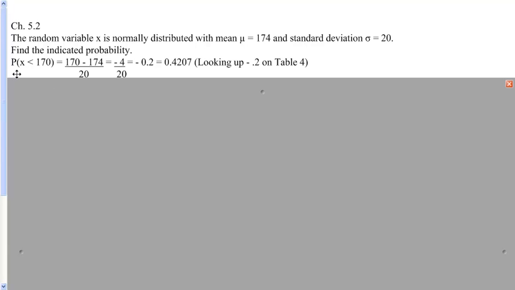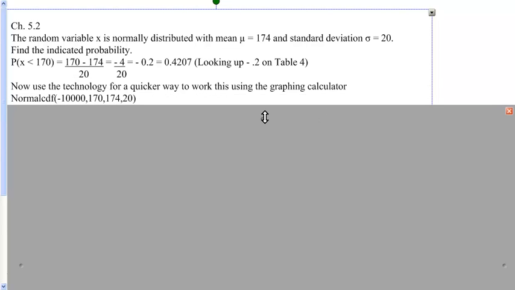This first one says that I want the probability that x is less than 170. Remember, the mean is 174. So you're going to use the formula for the z-score, x minus the mean divided by the standard deviation. That gives you negative 4 over 20, which turns into the decimal negative 0.2. If we look that up on the table in the back of the book, you'll find that the probability is 0.4207.